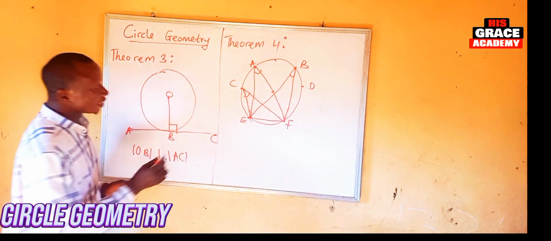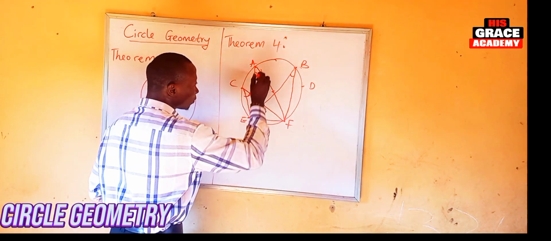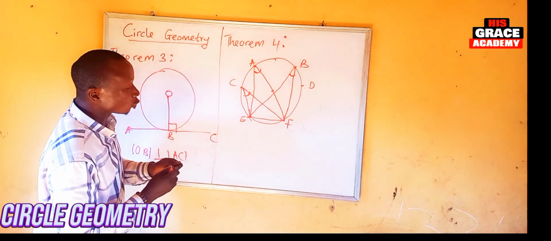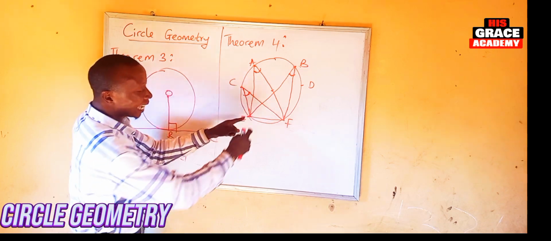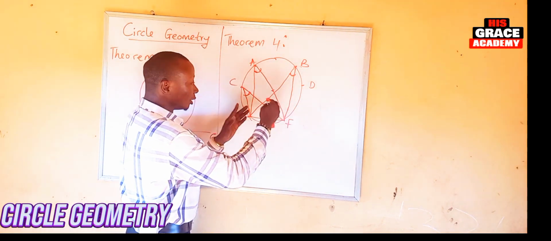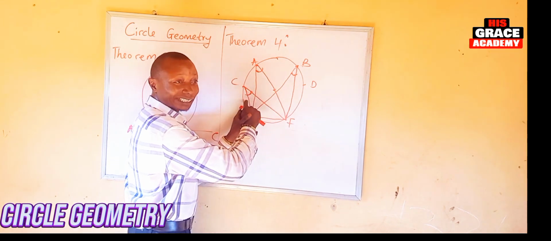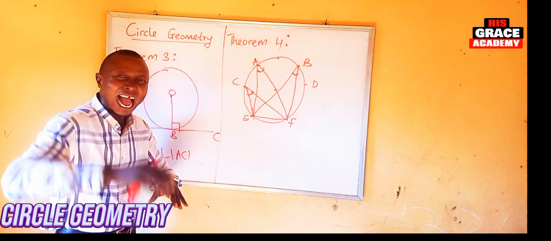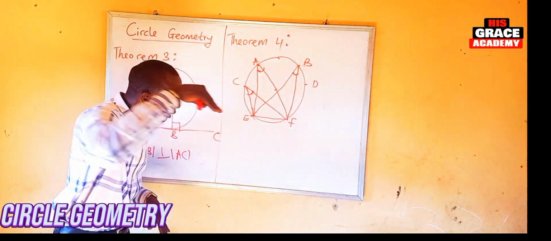Okay, so you can see that this angle, this angle and this angle, the three angles are subtended by the same chord. They are inside. The chord is EF. So it is this chord that is accommodating this, and also accommodating this. So the three are in the same segment.